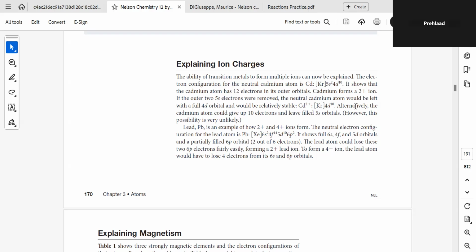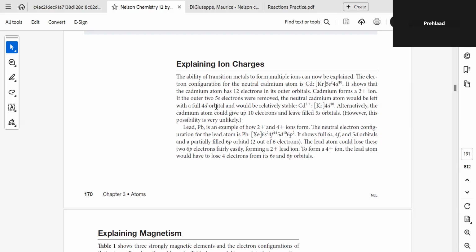Alternatively, a cadmium atom gives up 10 electrons and leaves the filled 5s orbital. However, this possibility is very unlikely, meaning that it prefers to give 2 electrons or 10 electrons. So it will definitely give 2 electrons. I don't get it. Could you explain it?